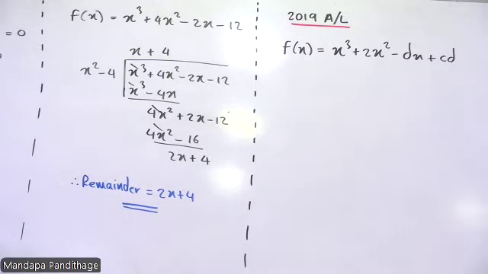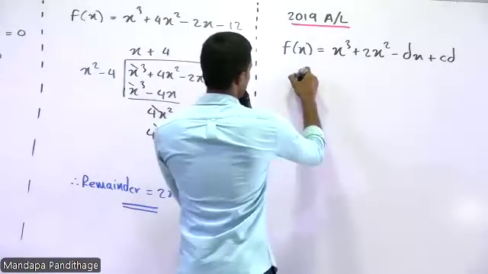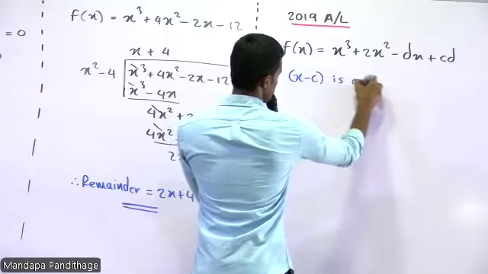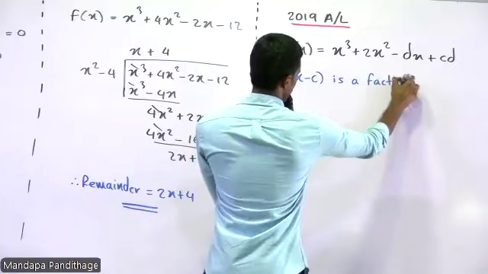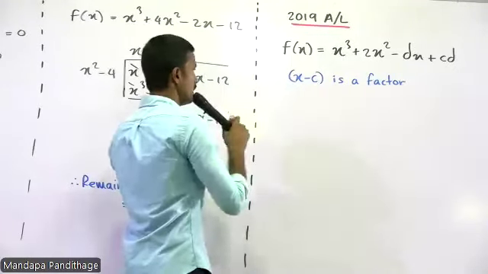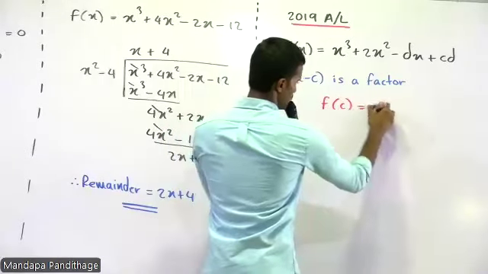First one, when do they have given that x minus c is a factor? Okay, consider x minus c is a factor, which means f(c) is equal to 0.